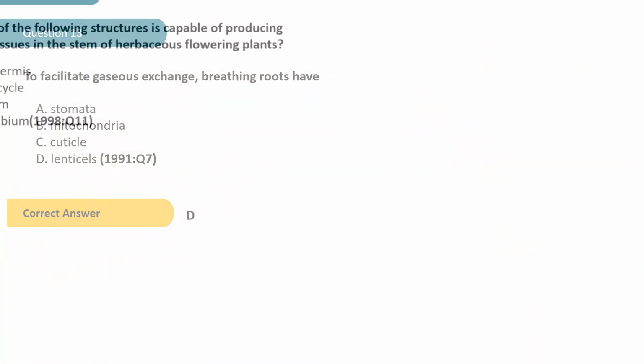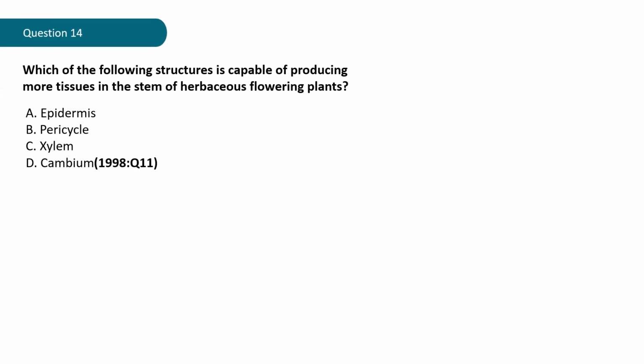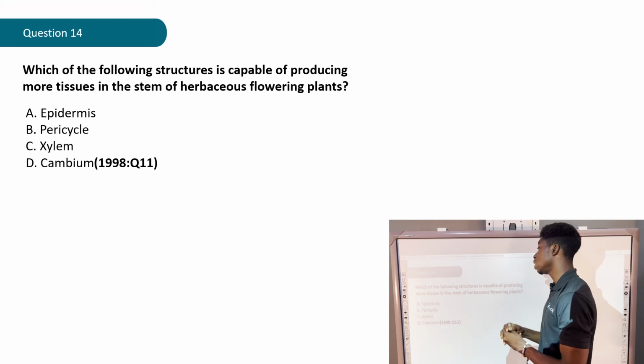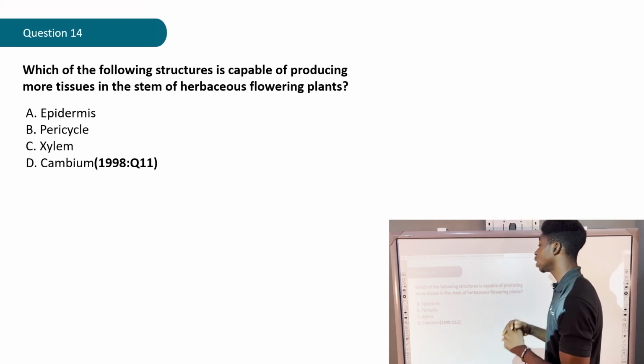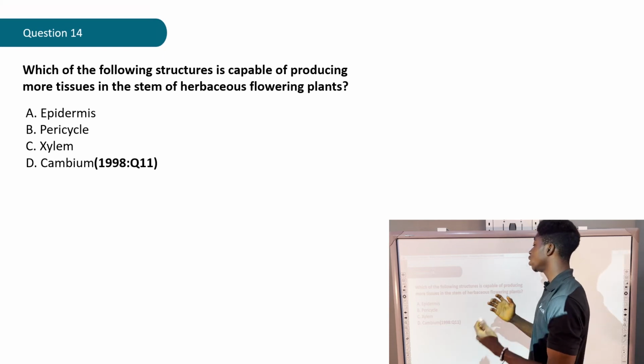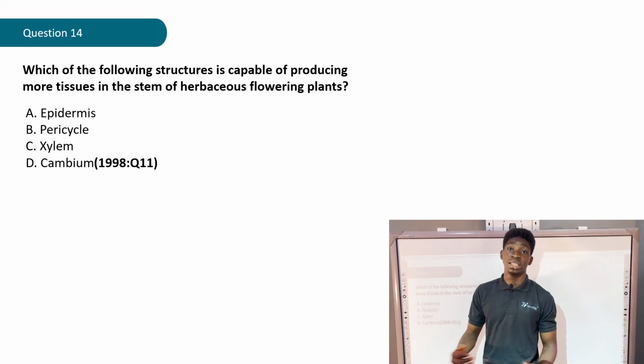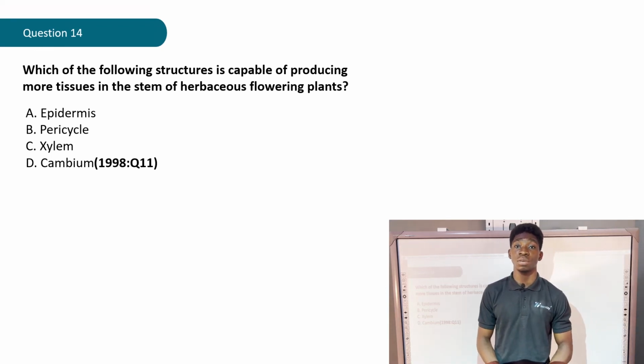Question 14. Which of the following structures is capable of producing more tissues in the stem of herbaceous flowering plants? A. Epidermis. B. Pericycle. C. Xylem. D. Cambium. That's got it from the year 1998, question 11. Let's attempt that. Let's try that question ourselves.